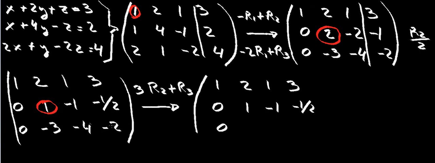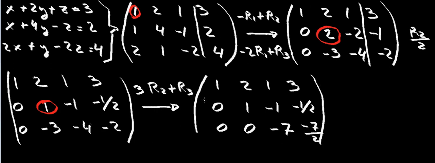3 times 1 minus 3 is 0. 3 times minus 1 is minus 3. Minus 4 is minus 7. And 3 times minus a half is minus 3 over 2. Minus 2 is minus 7 over 2.